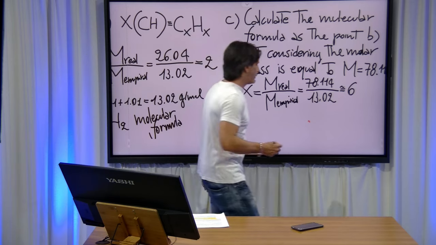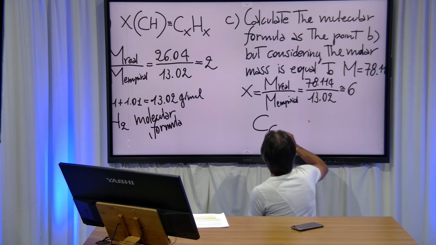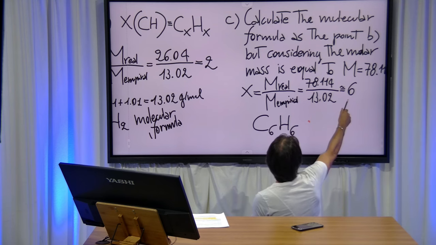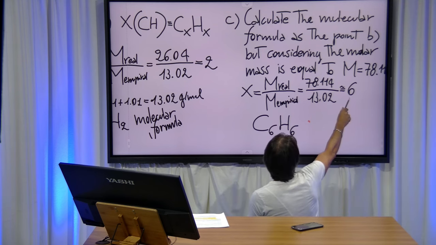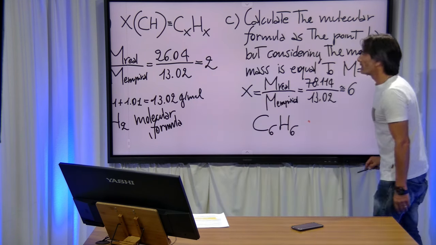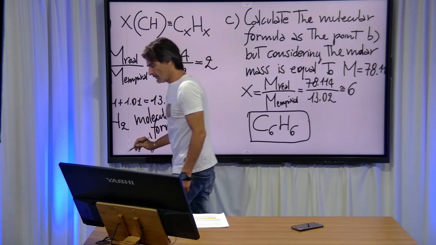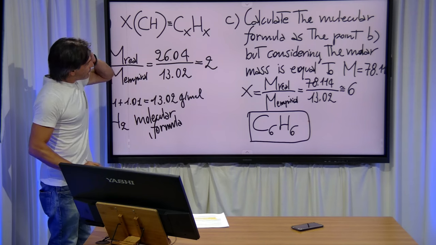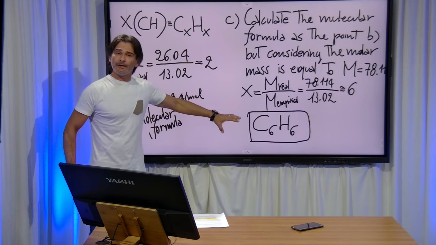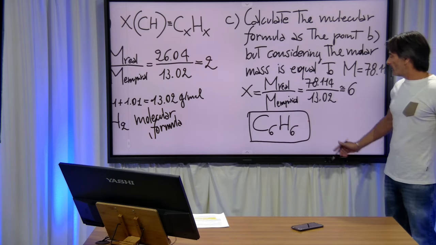So, in this case, the molecular formula is equal to C6H6, substituting the value for the x here. This could be the formula of benzene, a well-known hydrocarbon.